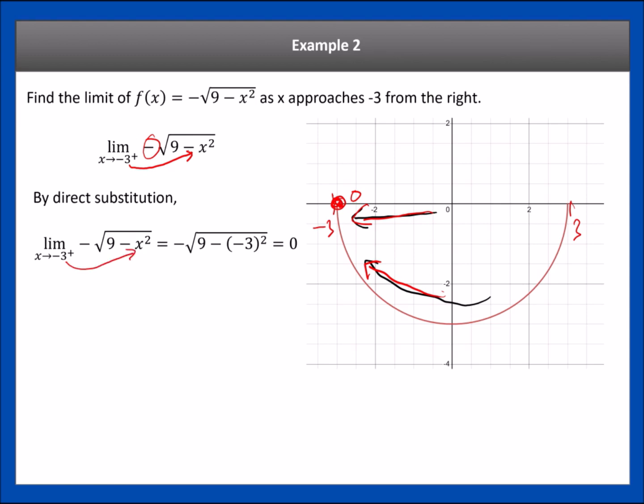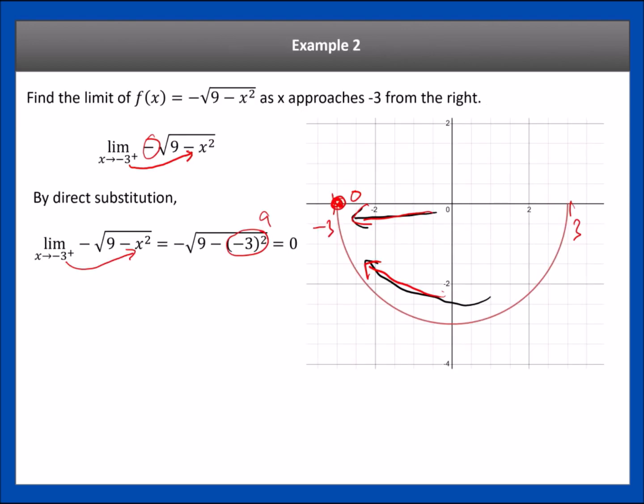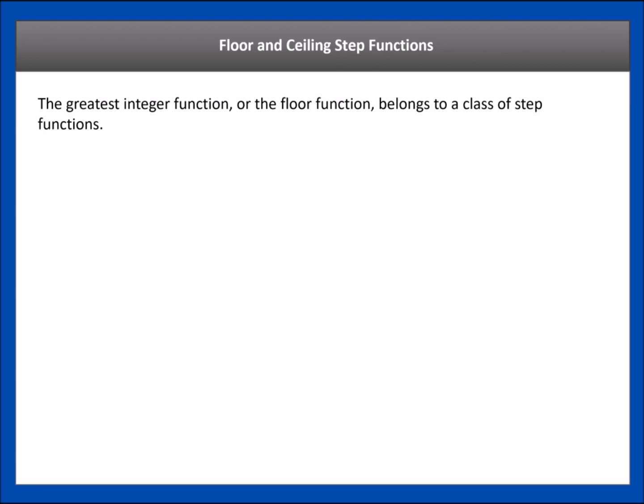You would get 0, because negative 3 squared is 9, and then 9 minus 9 is 0. So you get the same answer if you do the graph or direct substitution. All right. Okay, so we're going to look at some new types of functions.